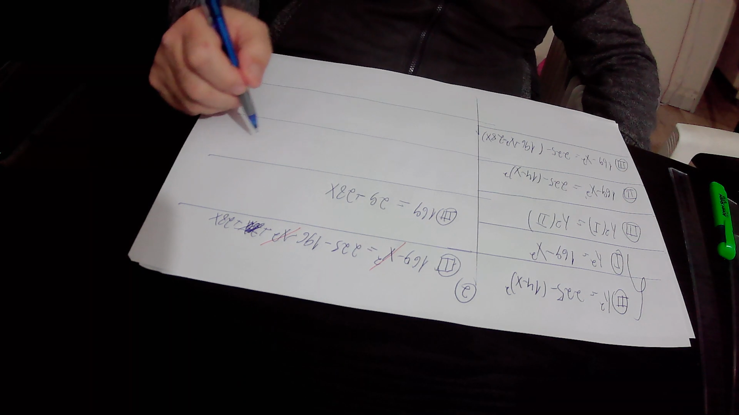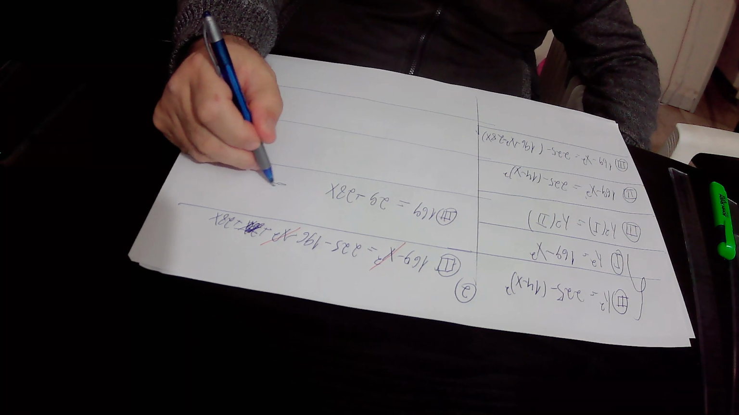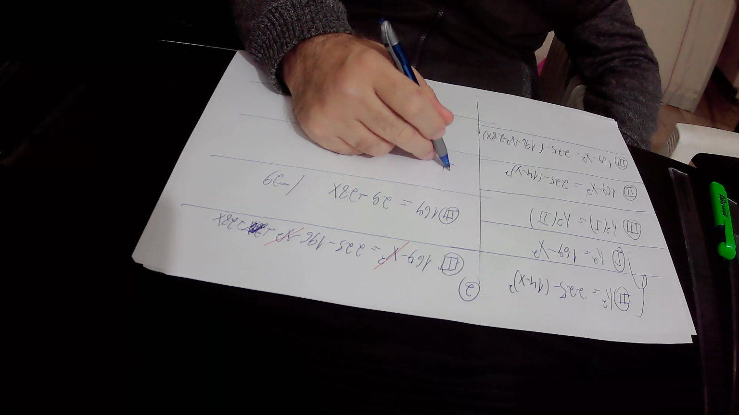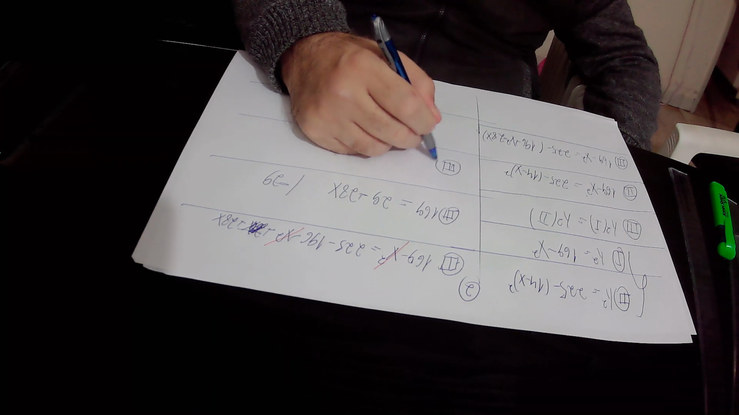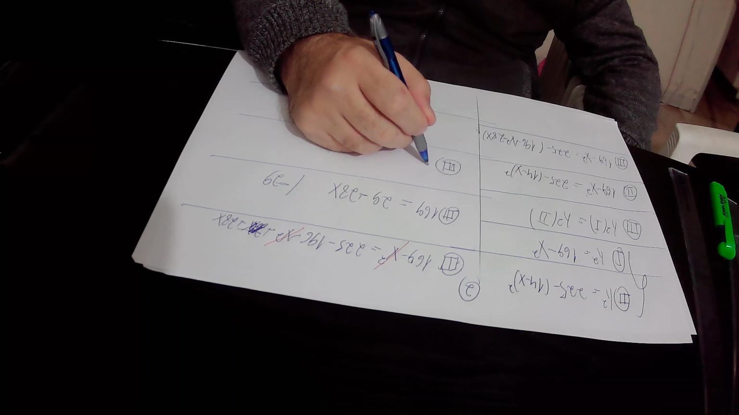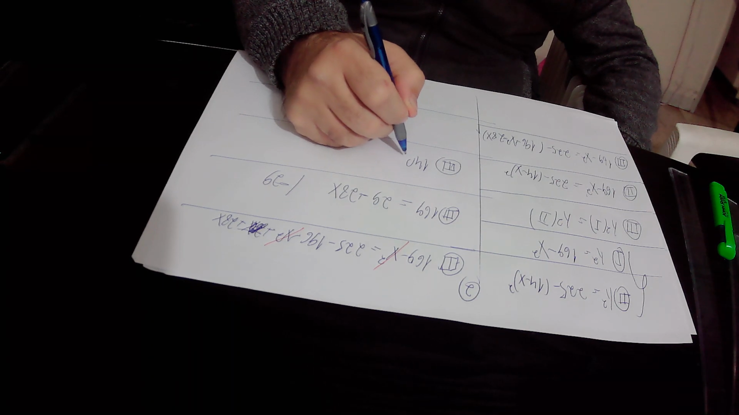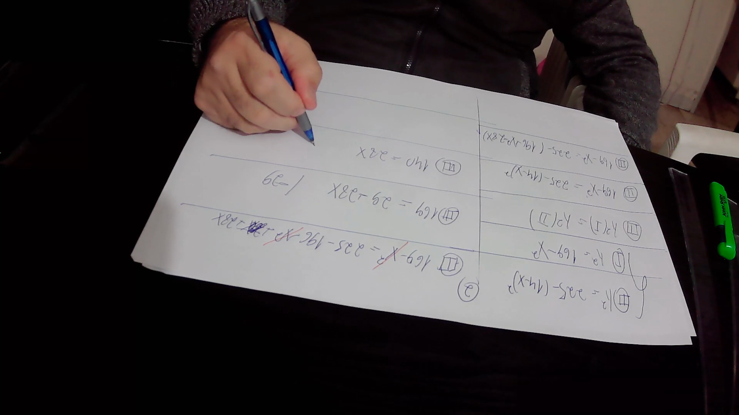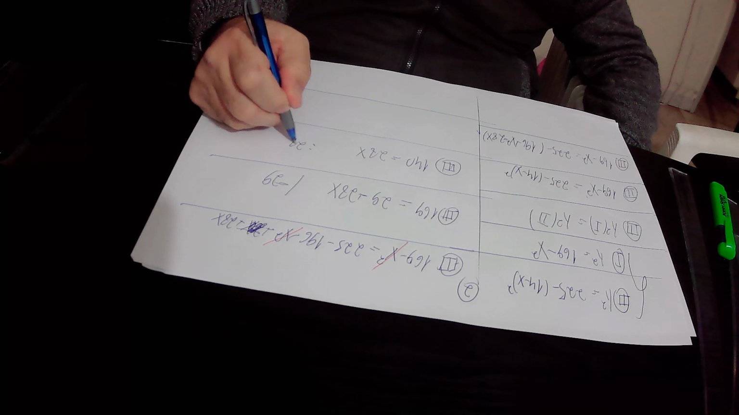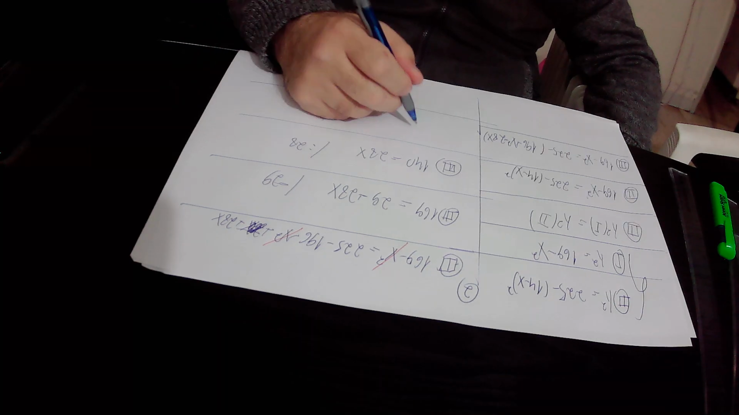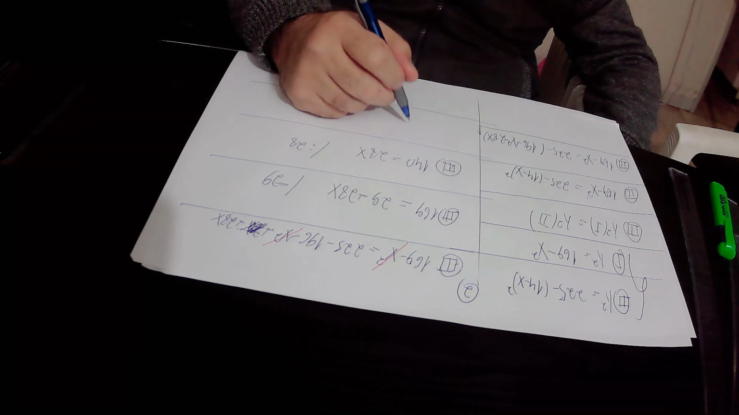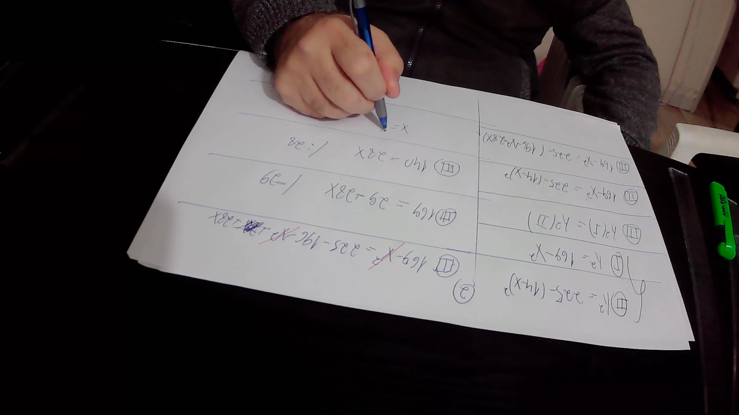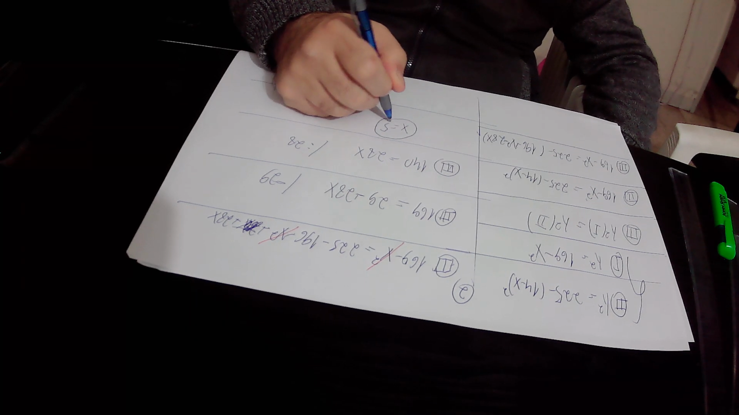So here we subtract 29 from equation number 3, and we get that according to equation number 3, 169 minus 29 is 140. That is equal to 28X. Here we divide equation number 3 by 28, and we get finally that X equals 140 over 28, which is 5. So X equals 5 units.